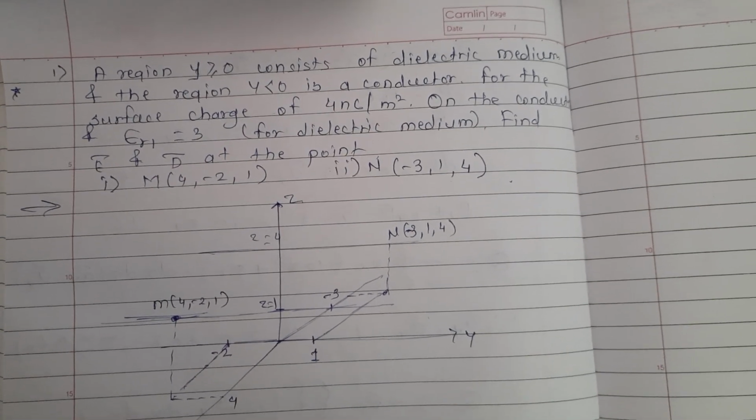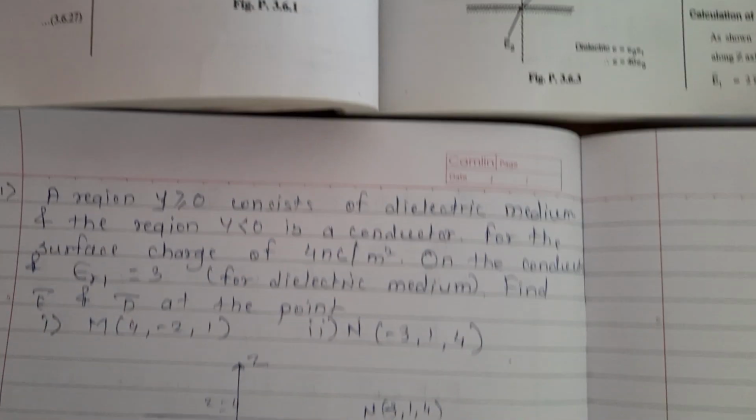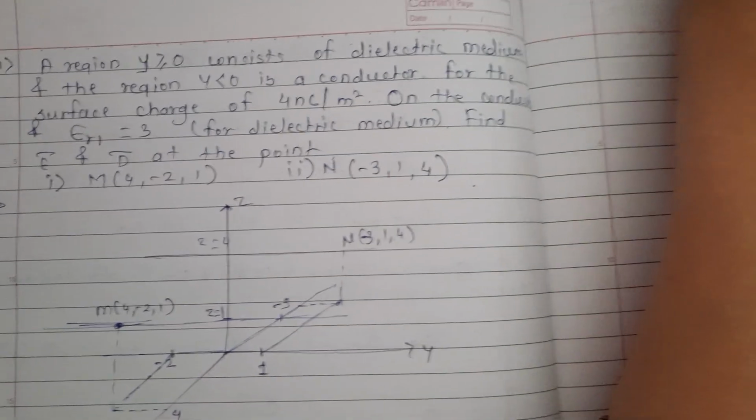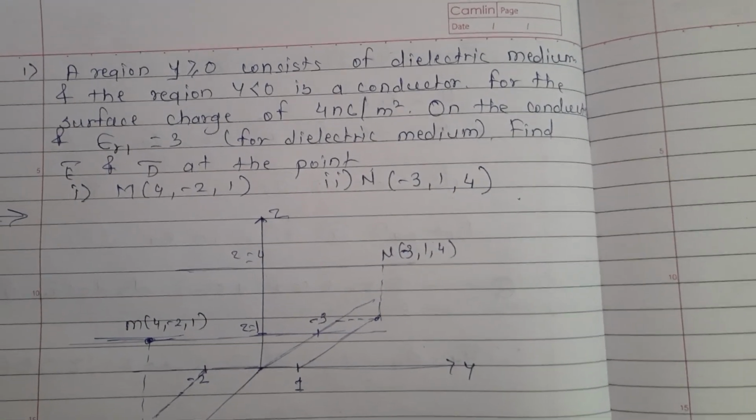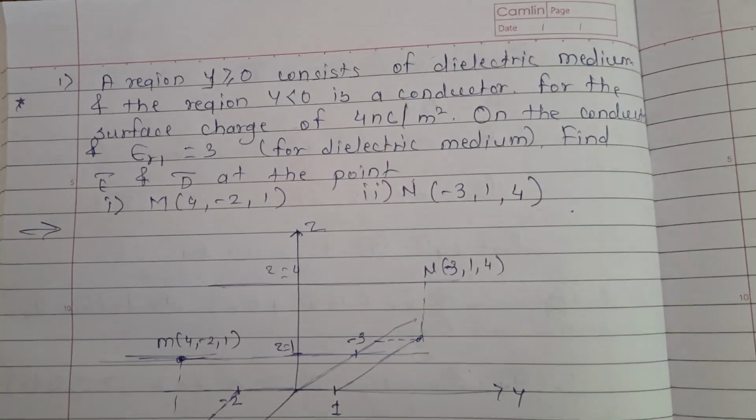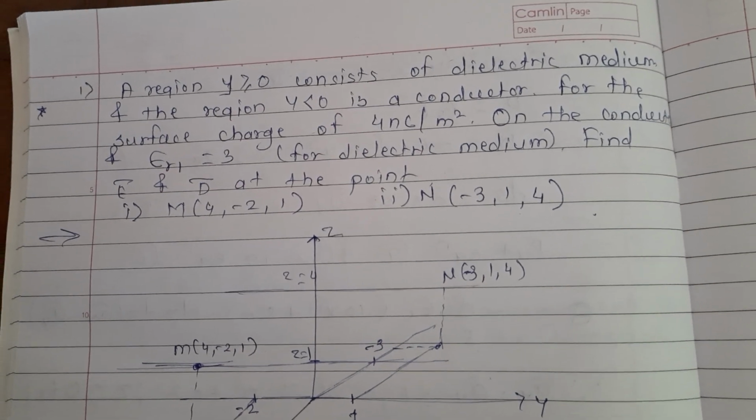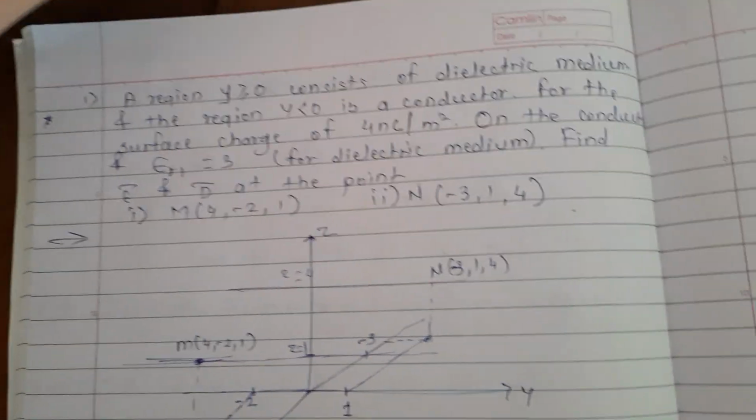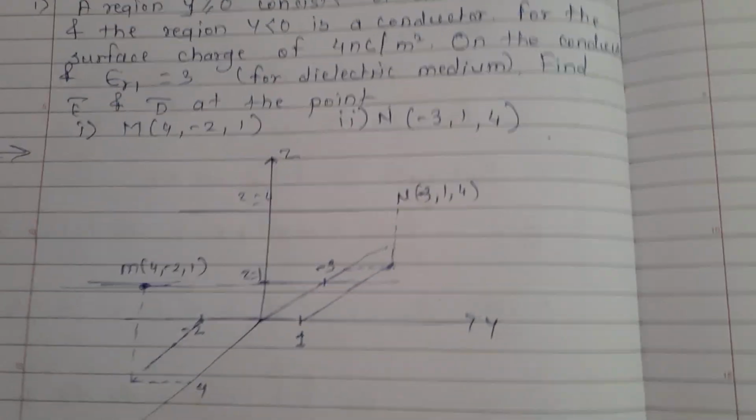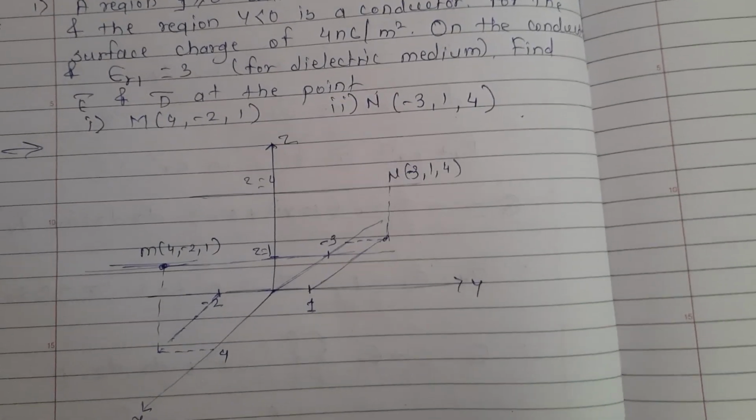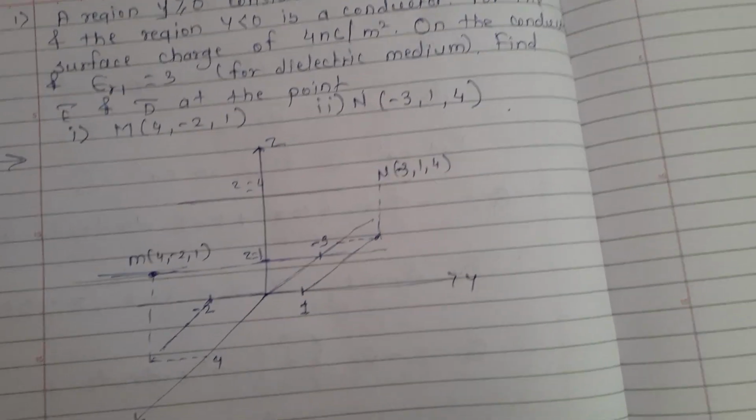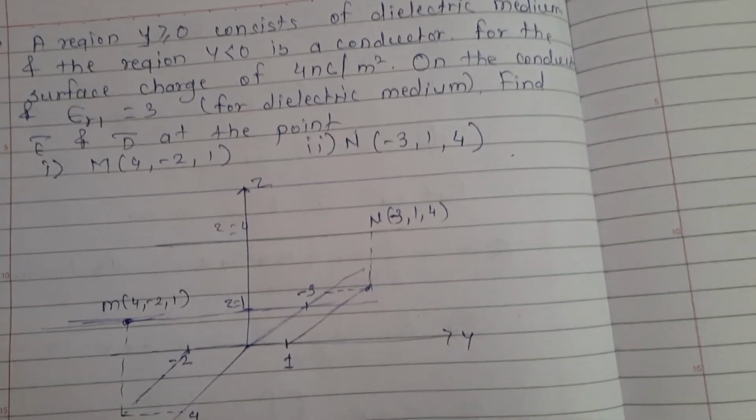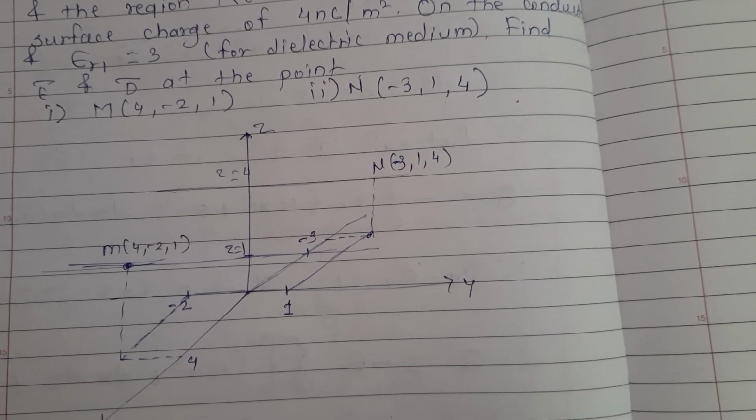Region y greater than or equal to 0 consists of a dielectric medium, and the region y less than 0 is a conductor with a surface charge of 4 nanocoulomb per meter square on the conductor, and epsilon r is equal to 3 for the dielectric medium. Then find E bar and D bar at these 2 points, M at (4, -2, 1) and N at (-3, 1, 4).